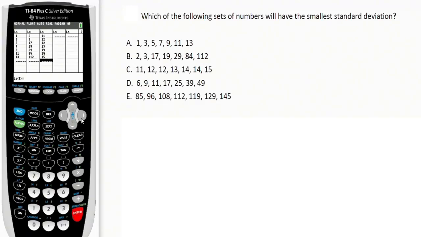Let's go to list 4. In list 4, we have 6, 9, 11. This is option D. We have 17, 25, 39. Follow me guys, this is interesting. And lastly we have 49. That's for list 4, option D.